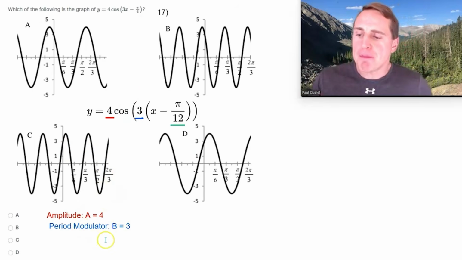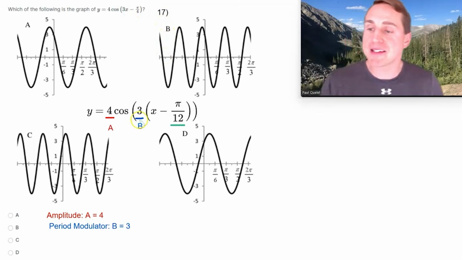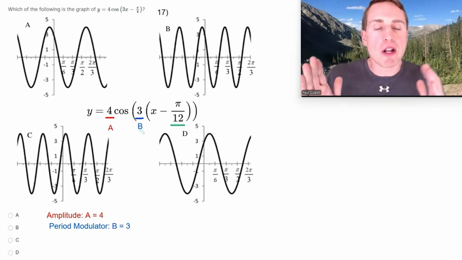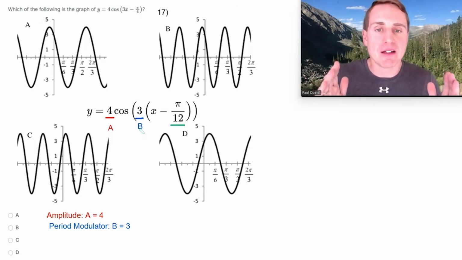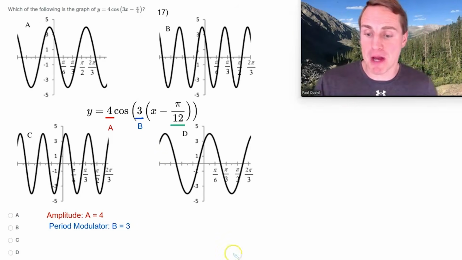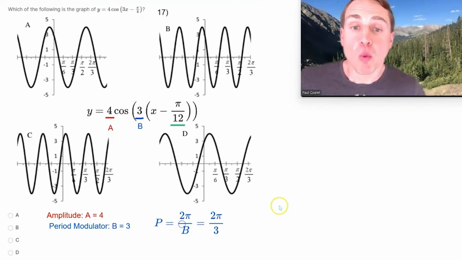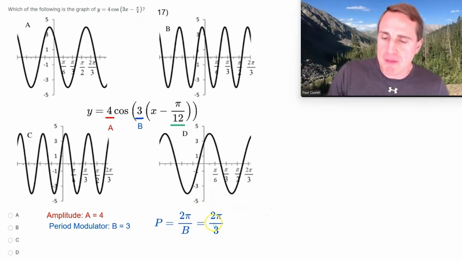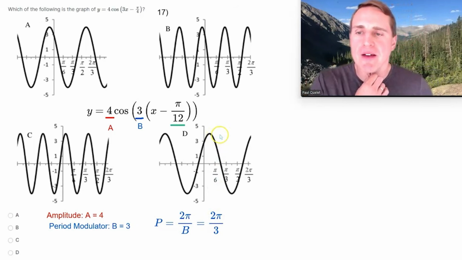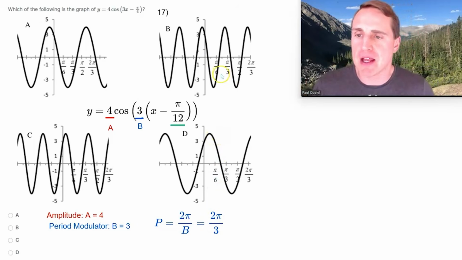Then the period modulator is often called B. Now I'm not referring to graph B necessarily. I'm just saying usually this constant here is called B. B is equal to 3 in this case. To get the period, we're going to take the typical period of cosine, which is 2 pi, and divide by the period modulator. So the period is 2 pi over B, which is 2 pi over 3. Now that we have the period, let's see if we can tell which of these graphs have a period of 2 pi over 3.